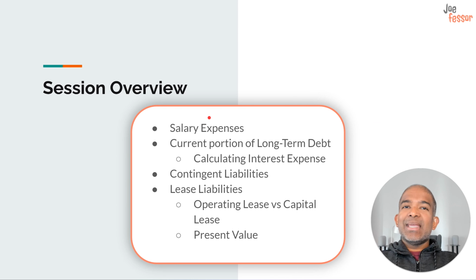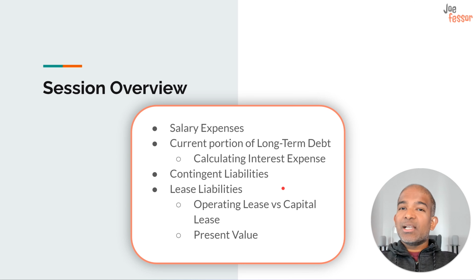Let's preview the key areas we'll be covering today in our exploration of accounting for liabilities. We'll begin by discussing salary expenses, focusing on accrued wages and how they become a liability until they are paid. Next, we'll address how the portion of long-term debt due within a year shifts into a current liability and the accounting implications of doing that. We'll also learn how to calculate interest expenses here.